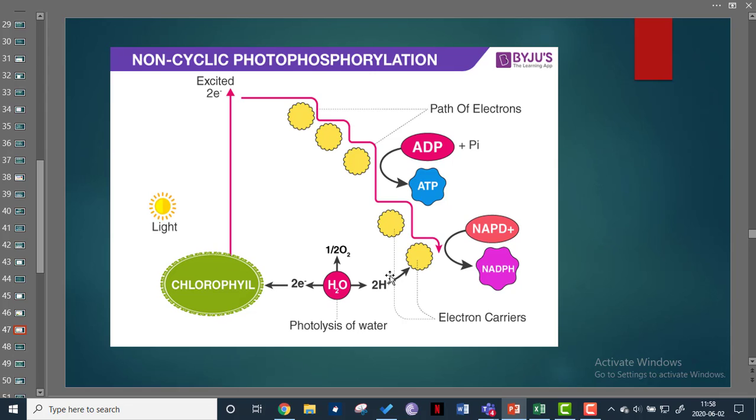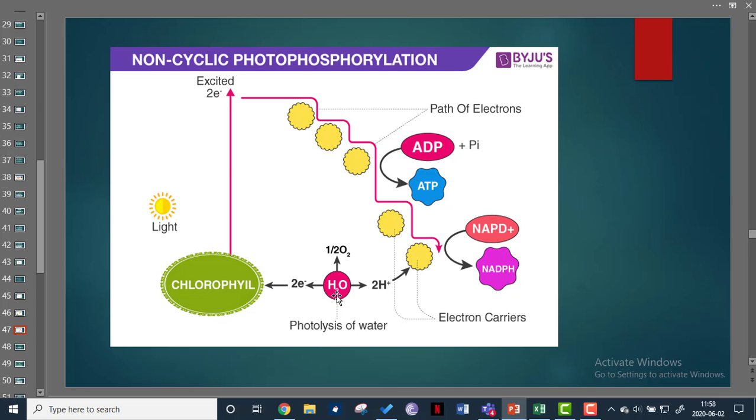Instead, they are picked up by the hydrogen ions that were obtained from the photolysis of water molecules. When those hydrogen ions gain those electrons, they become reduced. And those hydrogen atoms that have been formed join with NADP, which is oxidized, to form NADPH. This NADPH is taken to the light independent stage, so that it can be used in carbon dioxide fixation.